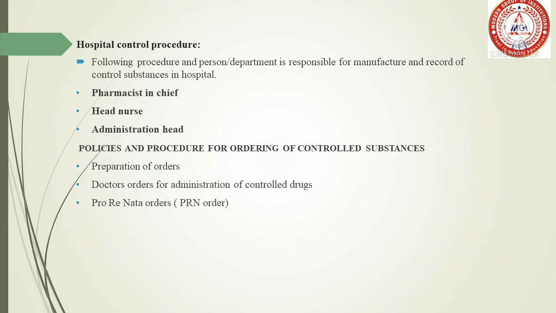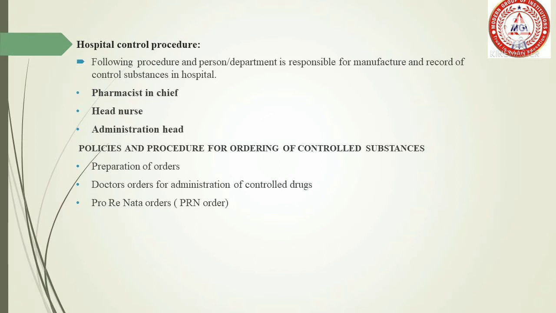Policies and procedure for ordering of controlled substances. First, preparation of orders. Second, doctor orders for administration of controlled drugs. And third, PRN orders. Orders of controlled substances should be made using ink or indelible pencil, or typing, and duly signed by the respective doctor.